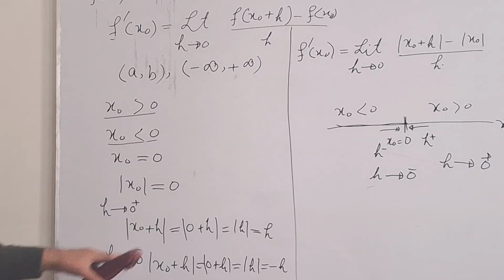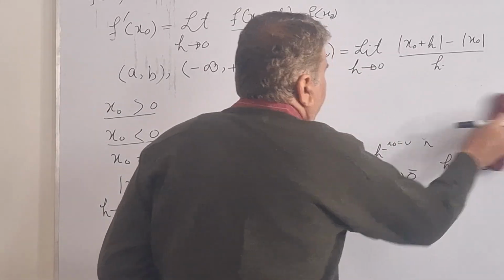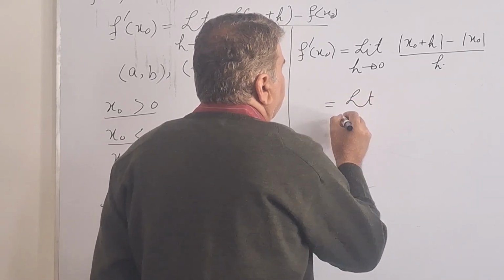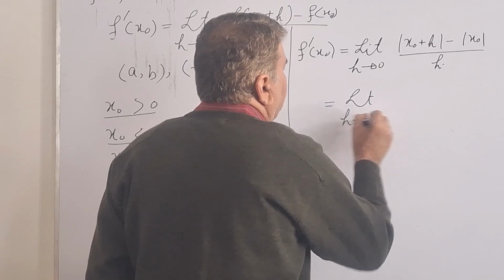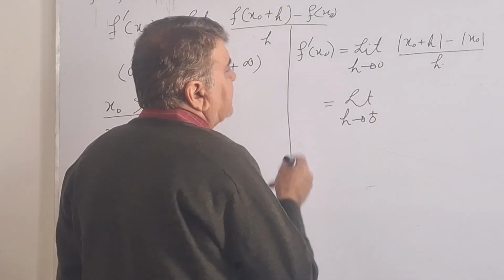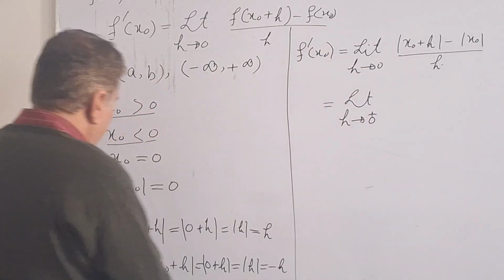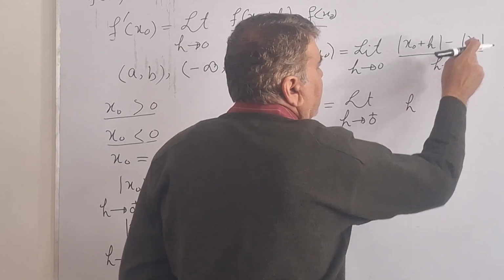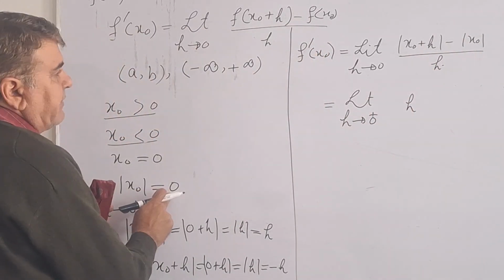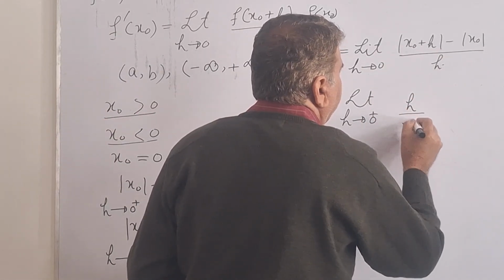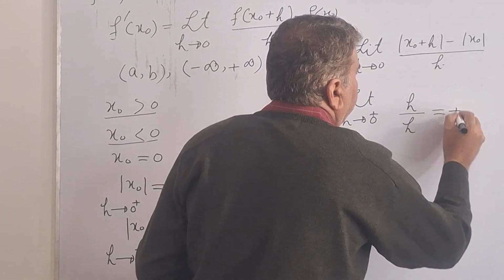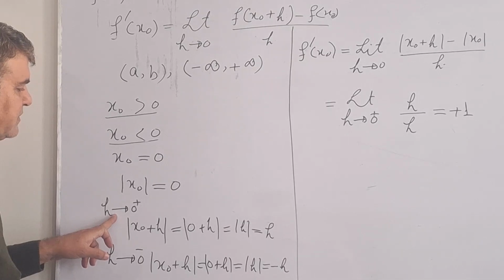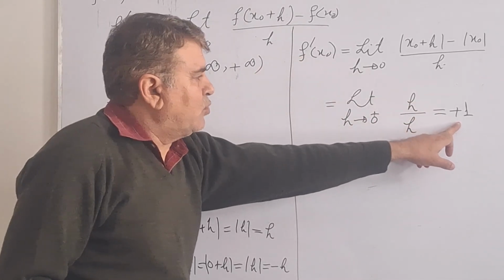So if we use these values in this equation, we get f prime of x naught equals limit h tends to 0 plus, that is, we are approaching from the positive side. Then x naught plus h mod for 0 plus is just h. I replace this with h. X naught is 0, so I'm not writing that, and we are left with h divided by h, and this is equal to plus 1. So approaching from the positive side towards 0, the derivative at x naught is plus 1.